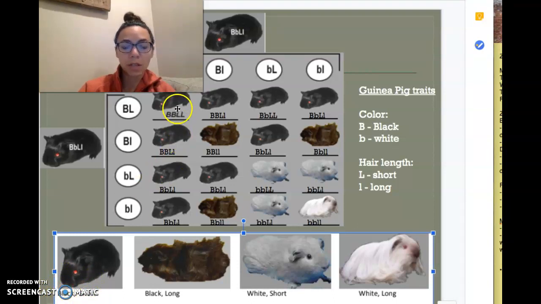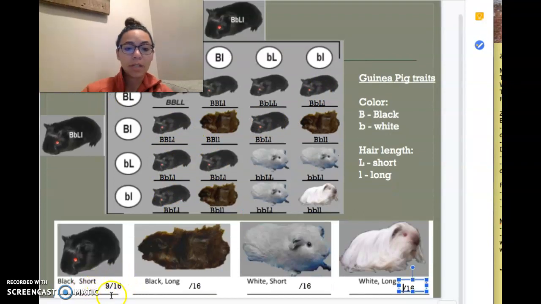So we can look here. I know you have pictures to make it easy for you, but remember, black has a capital B. Short hair has a capital L, so anytime there's one capital B and one capital L, we're going to have a black guinea pig with short hair. So here we've got 1, 2, 3, 4, 5, 6, 7, 8, 9. All right, so I wrote down here 9 out of 16 of the offspring will be black with short hair.